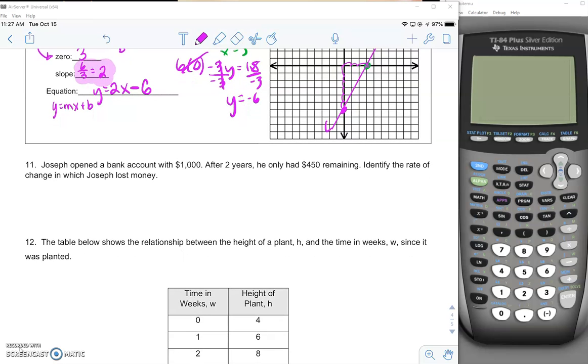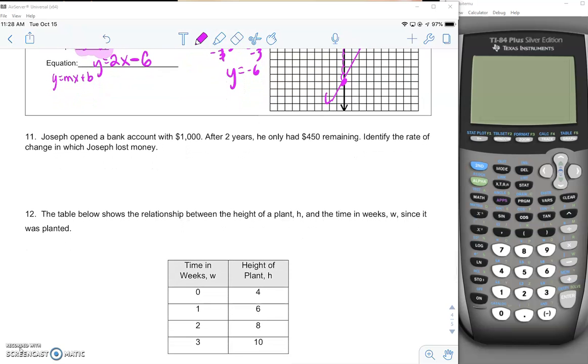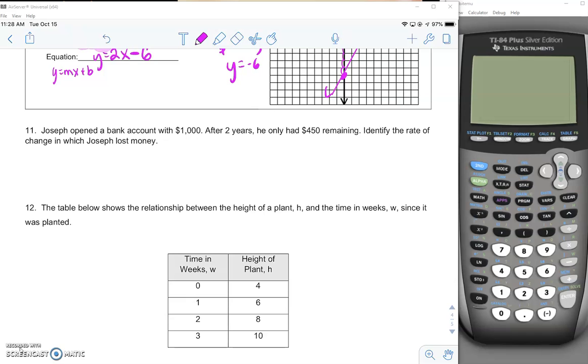Number 11, Joseph opened a bank account with $1,000. After 2 years, he only had $450 remaining. Identify the rate of change in which Joseph lost money. So, we know at the beginning, Joseph had $1,000. So, beginning, $1,000 could give us the point (0, 1,000). After 2 years, he had $450. We want the rate of change, or in other words, we want the slope.